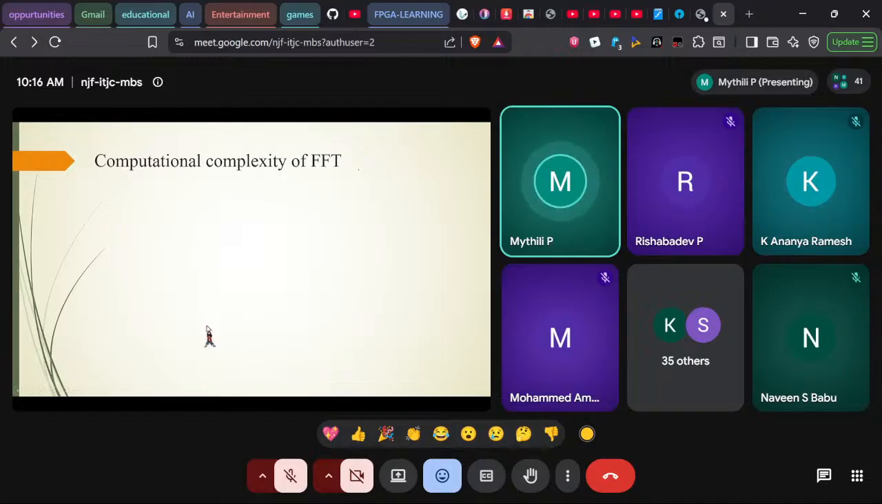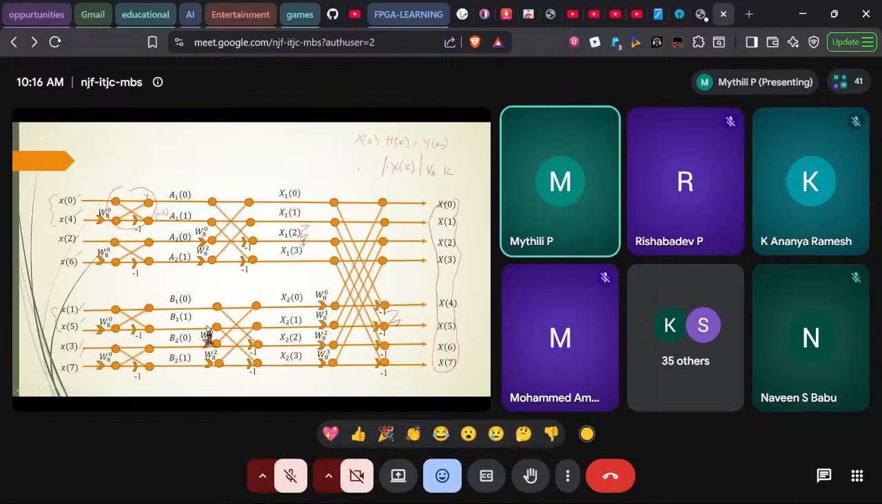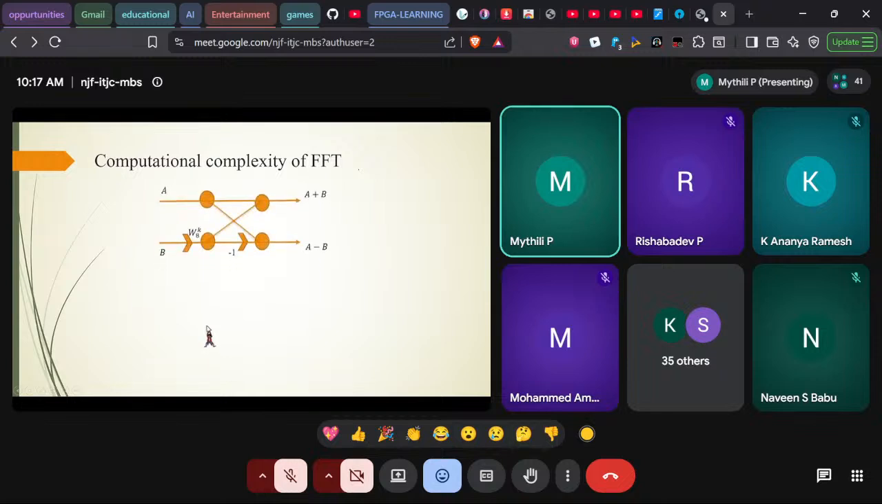Now, computational complexity of this FFT algorithm. We have reduced it, right? From 8-point, we reduced to 4-point, then we reduced it to 4 2-points. The combination of all these together. So this is called a butterfly. One unit of the computation: one addition, one subtraction, and a multiplication.